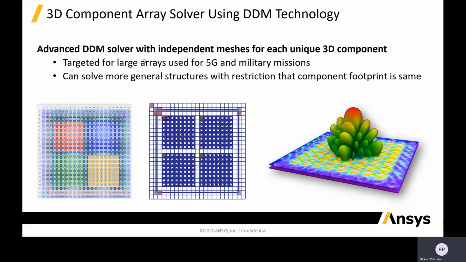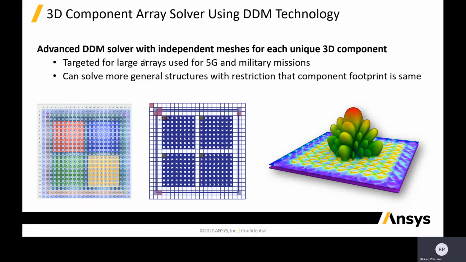And next, the 3D component array solver is recently introduced. And it's also built on the advanced DDM solver. In this case, we can do independent meshing for each unique 3D component. So this is primarily for large antenna arrays. So you can see here the UI, the user interface on the left, where you can place various different components. In this case, you have 14 different components, and you indicate here where you're going to place them.